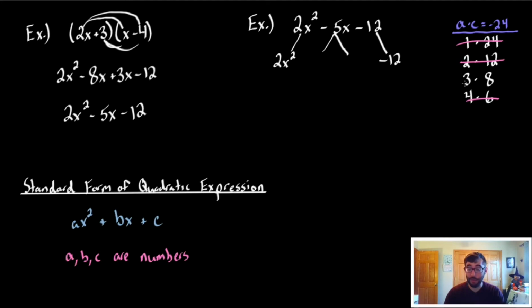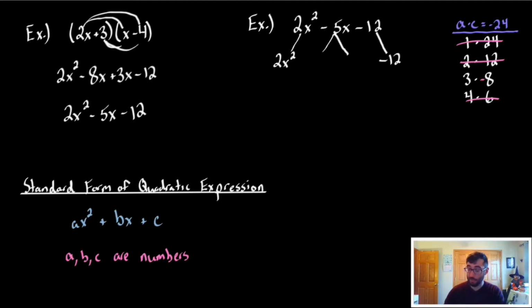Now, if 3 was negative, that would multiply, negative 3 times 8 gets me negative 24, but it would add to a positive 5, and I want to add to a negative 5. So if I put the negative on 8, 3 times negative 8 does get me negative 24, and 3 plus negative 8 does end up getting me negative 5. So those are our two numbers. Those are the numbers we are going to plug in.